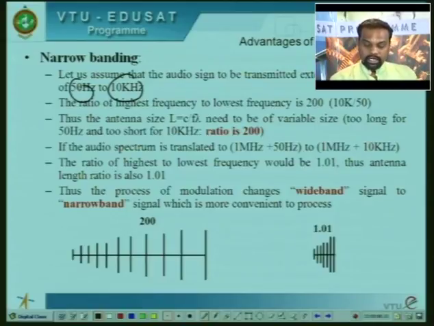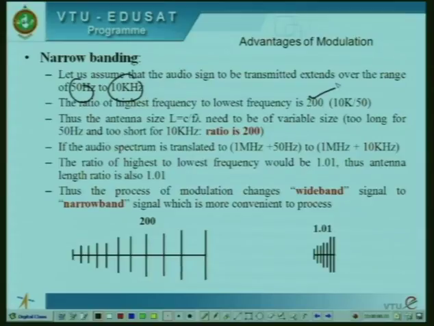It is found that the ratio is going to be around 200. Now what do you mean by 200? That is the antenna size. If you consider the antenna size, which has a length L given by c f by lambda, we should now have an antenna of variable sizes. You are able to see the picture here.